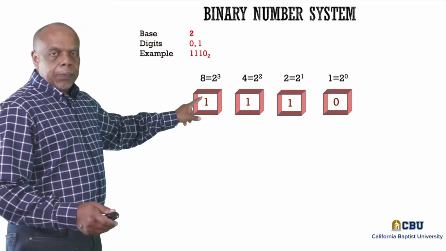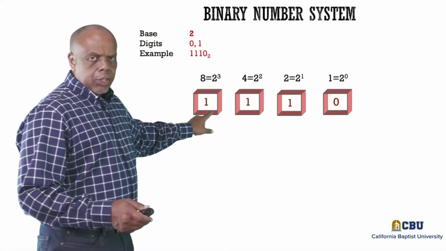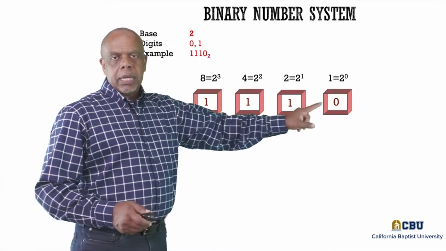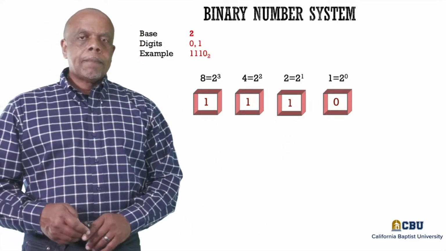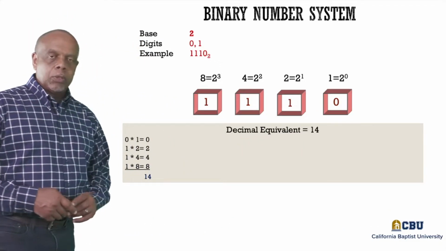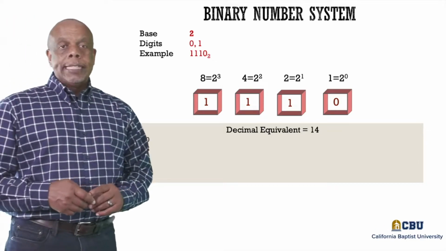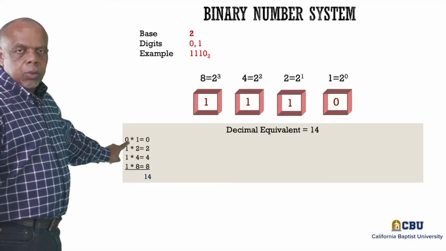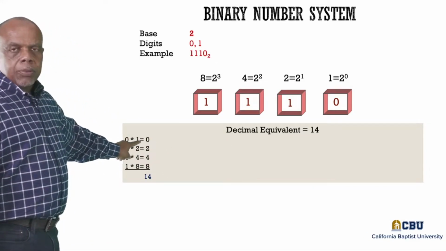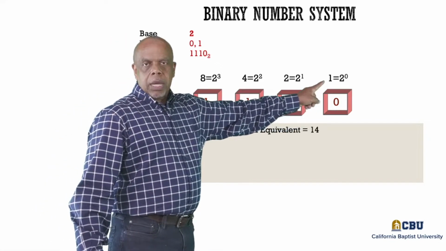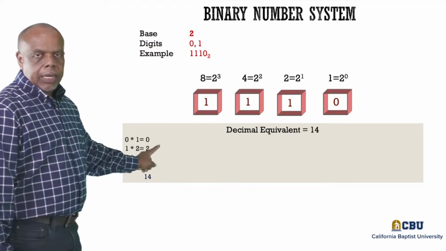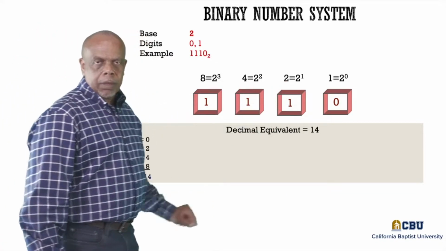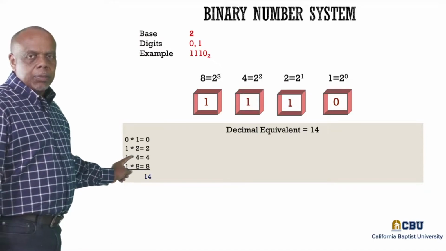So if I put a digit into each of those positions, I have 1, 1, 1, 0. Okay? So what does that actually equate to in decimal? The decimal equivalent of that would be 14. And you may say, well, how did you get 14? Let me show you. If I take each one of those positions, 0 times 1, that's basically what I'm doing here. 0 times that 1 is, yes, 0. 1 times 2, 1 times that 2. Just doing the same type of math we did in the decimal.